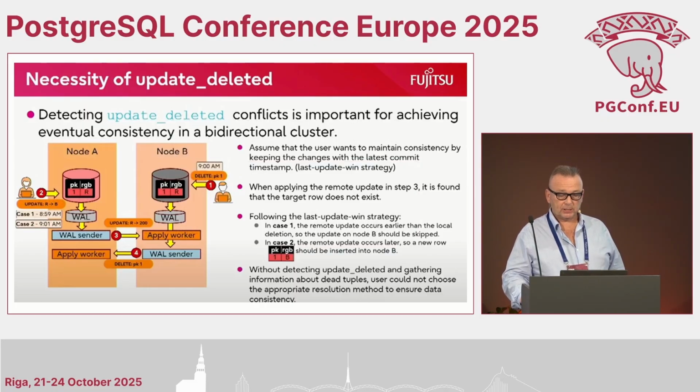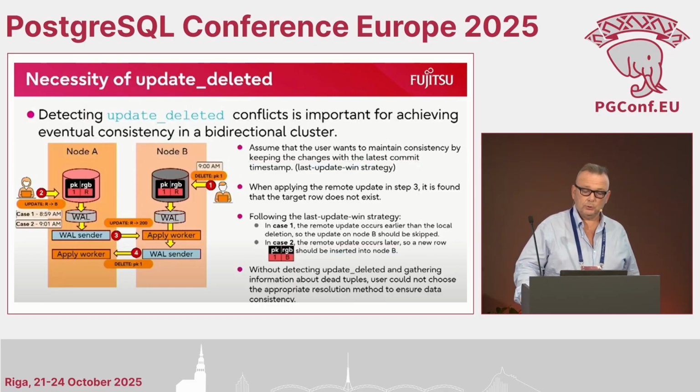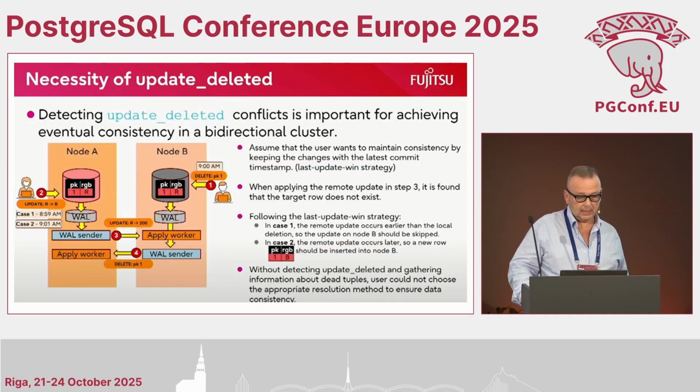And in this bidirectional example, a user deletes a row on node B, and concurrently another user updates the same row on node A. And in step 3, it tries to replicate the update from node A to node B. The apply worker detects a conflict, and because it cannot find the local row to be updated, it detects and reports the conflict.